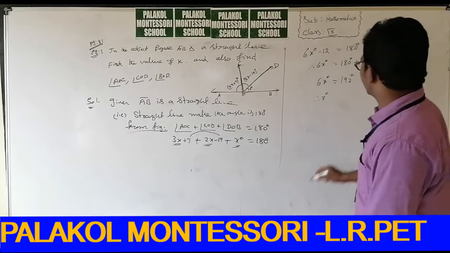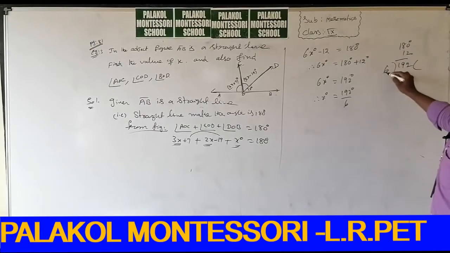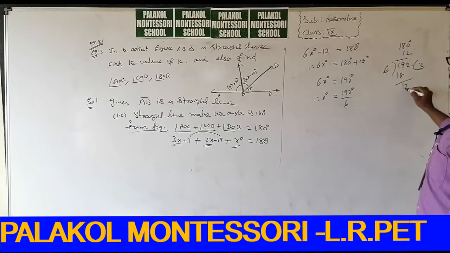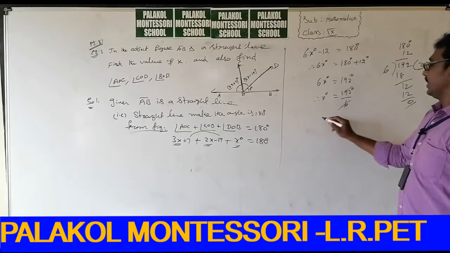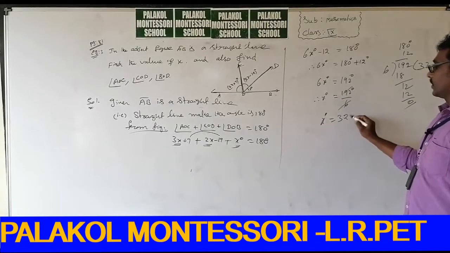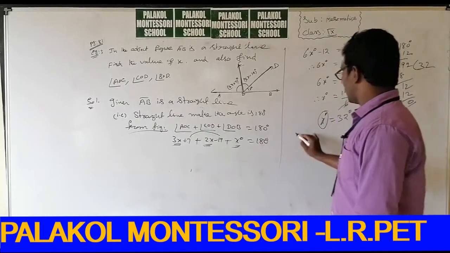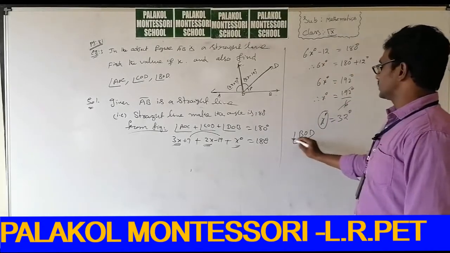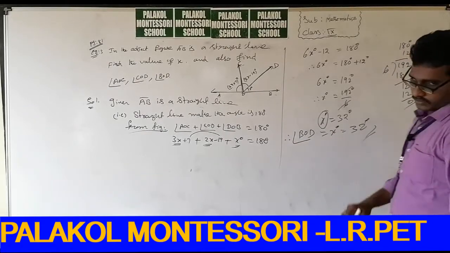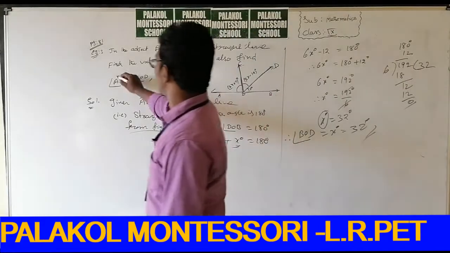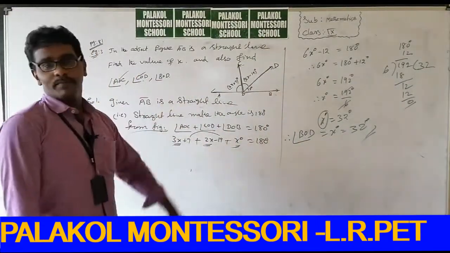You want the x value. So 6 goes to that side as a division by 6. 6 how many times? 6 threes are 18, 6 twos are 12. So directly, 6 is cancelled and x is 32 degrees. What is x the angle of? Angle BOD. Therefore angle BOD, x degrees, is equal to 32 degrees. Is it clear? But the sum is not over. You have to find angle AOC, angle COD and angle BOD.